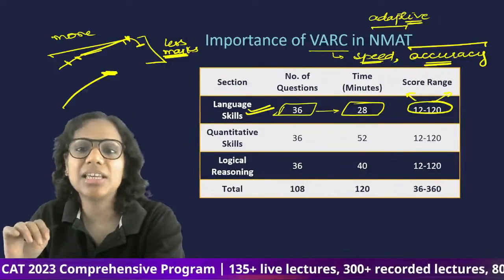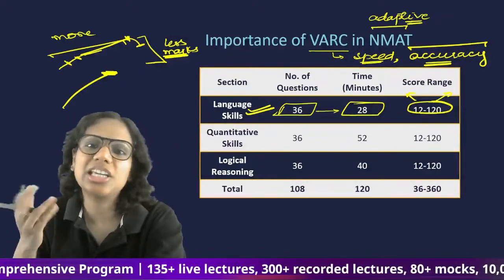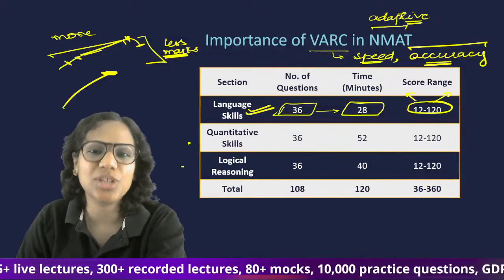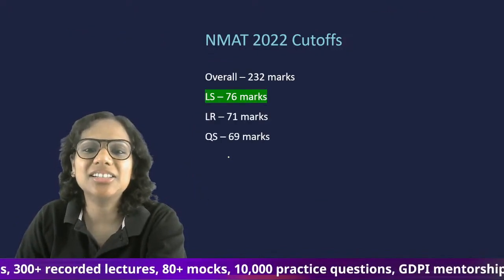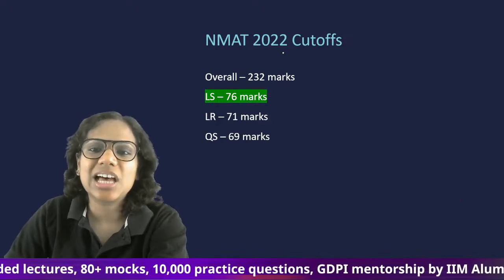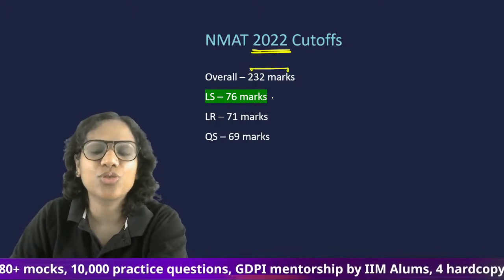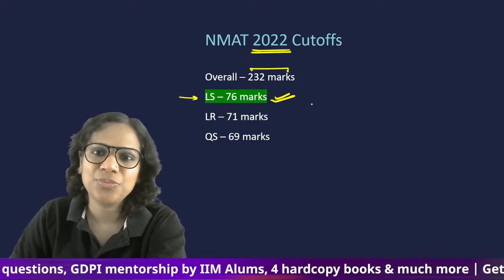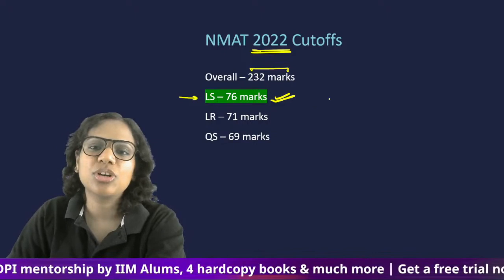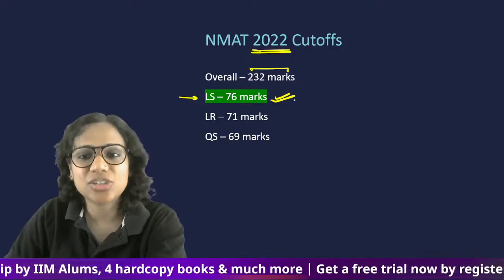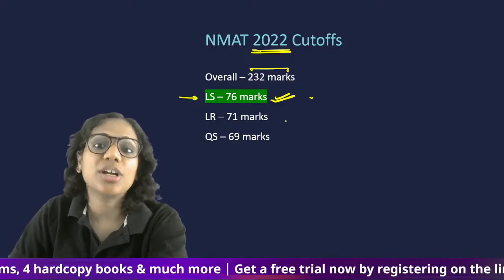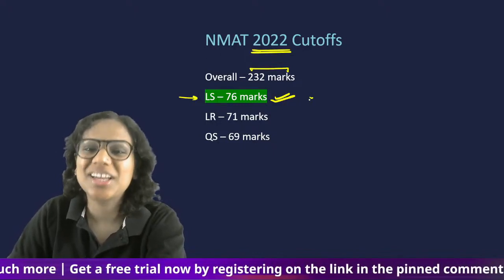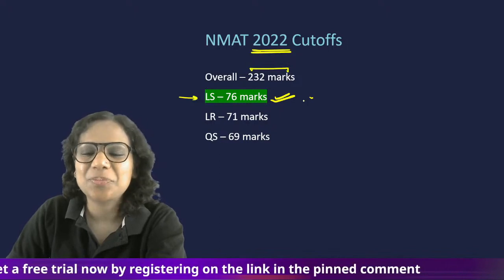Moreover, NMAT as an exam has sectional cutoffs. So it's not that I can just skip language skills and ace only the other two sections. I can't do that. This is last year's cutoffs. So 232 marks overall, and the highest that you needed was for language skills only, 76 marks. So for NMAT also, language skills or VARC is a very important section. In fact, going by last year, I can safely say it is the most important section with the least amount of time that you get.